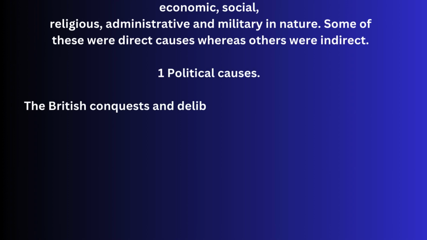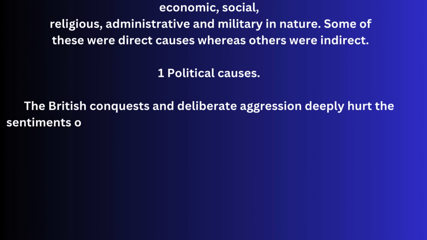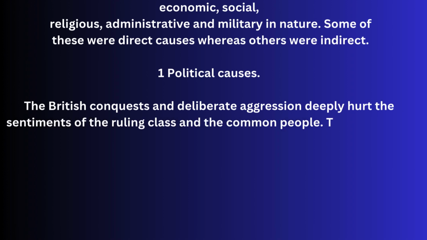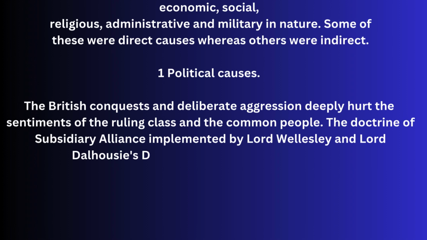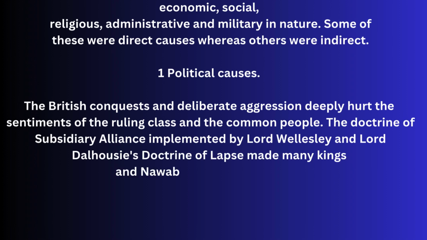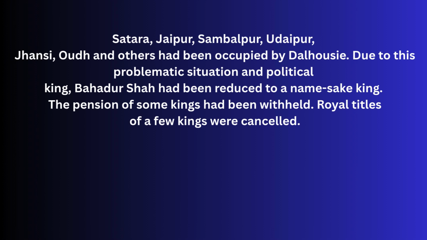1. Political causes. The British conquests and deliberate aggression deeply hurt the sentiments of the ruling class and the common people. The doctrine of subsidiary alliance implemented by Lord Wellesley and Lord Dalhousie's doctrine of lapse made many kings and nawabs lose their positions. Satara, Jaipur, Sambalpur, Udaipur, Jhansi, Oudh, and others had been occupied by Dalhousie. Due to this problematic situation and political pressures, the Mughal king, Bahadur Shah, had been reduced to a namesake king. The pension of some kings had been withheld. Royal titles of a few kings were cancelled.